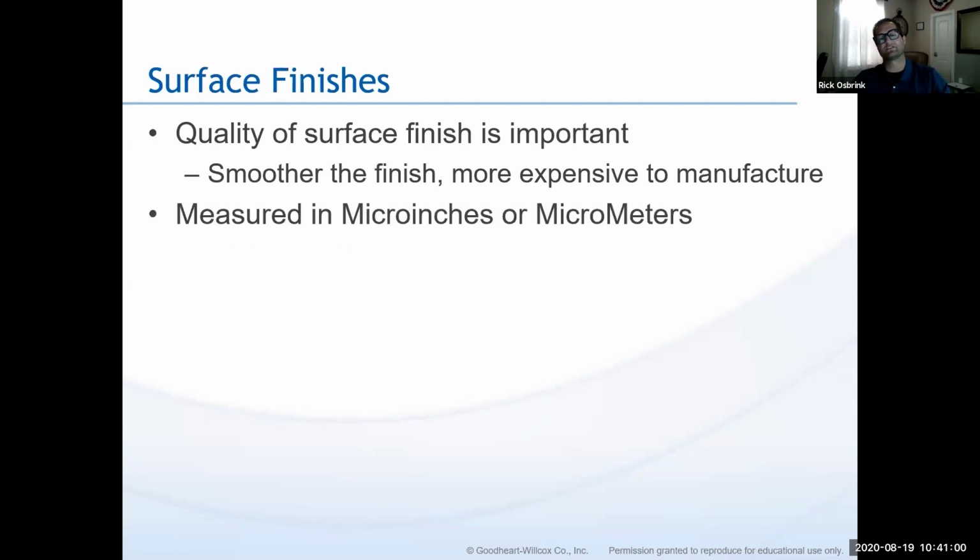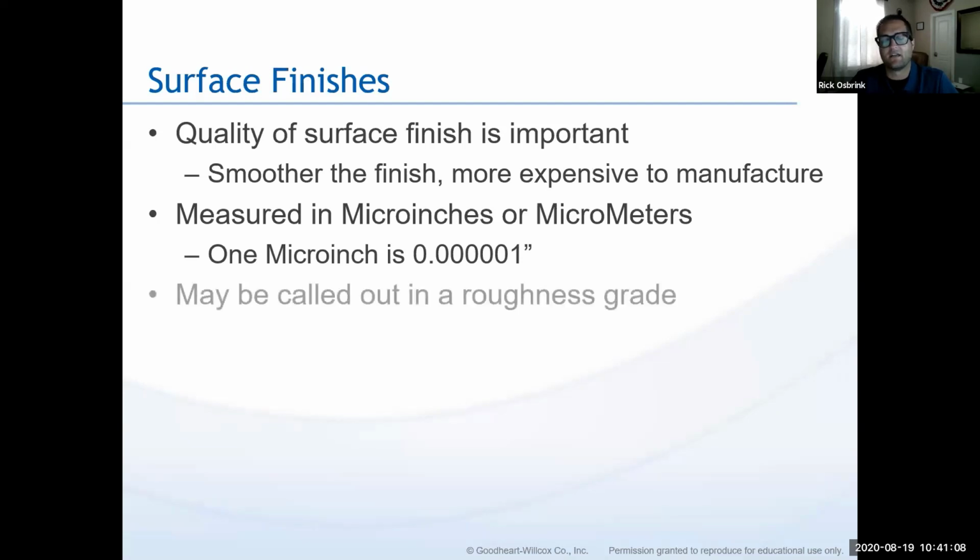So when we talk about surface finishes, they're measured in microinches or micrometers. There's a microinch right there, 0.000001. We can also call it out in what's called a roughness grade. So you saw the little check mark on the previous plan. It was a check mark with a 125. That means 125 millionths of an inch. So that would be 0.000125 of an inch. And what we're talking about with surface finish is unevenness in the surface. Okay, we're not talking about it being at an angle or parallel. We're talking about roughness in that surface.